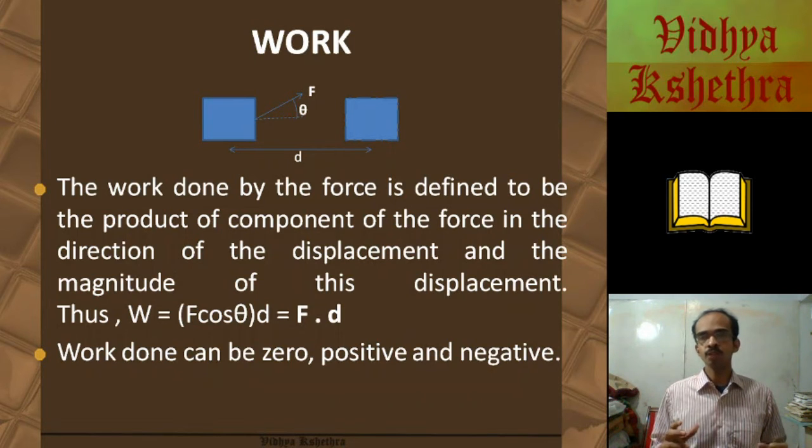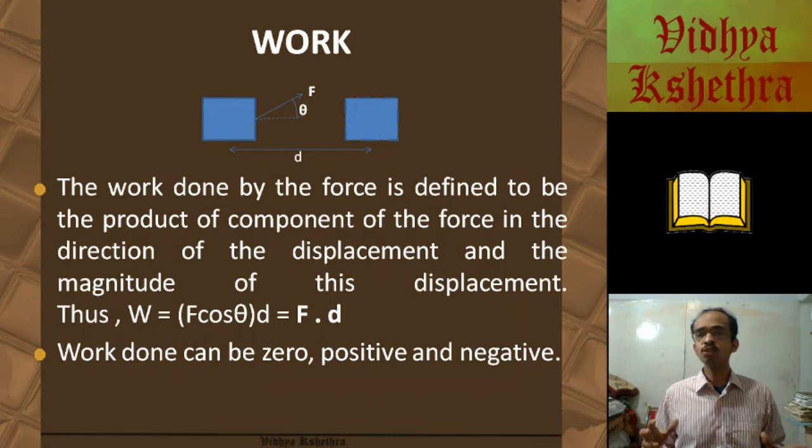Work done can be 0 if the force applied is 0, the displacement is 0, or theta is equal to 90 degrees. Examples include, if we are pushing on a wall, we are applying force, but there is 0 displacement since the wall is not moving. Here the work done is 0.